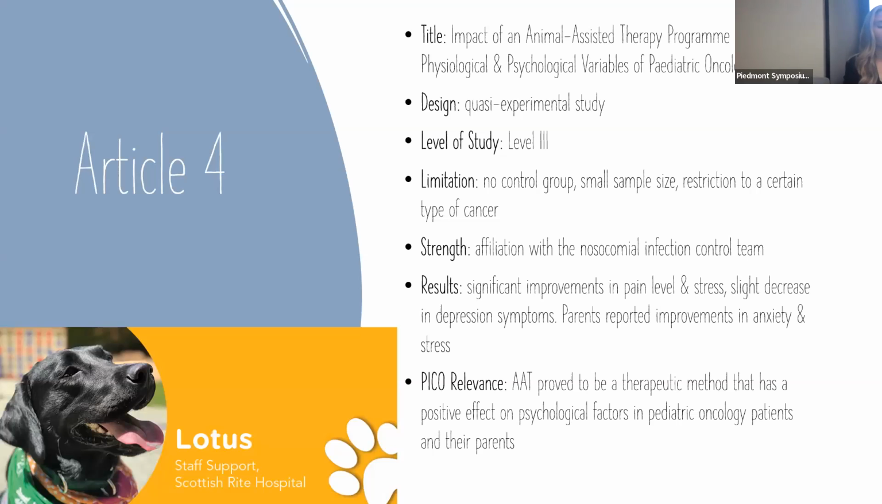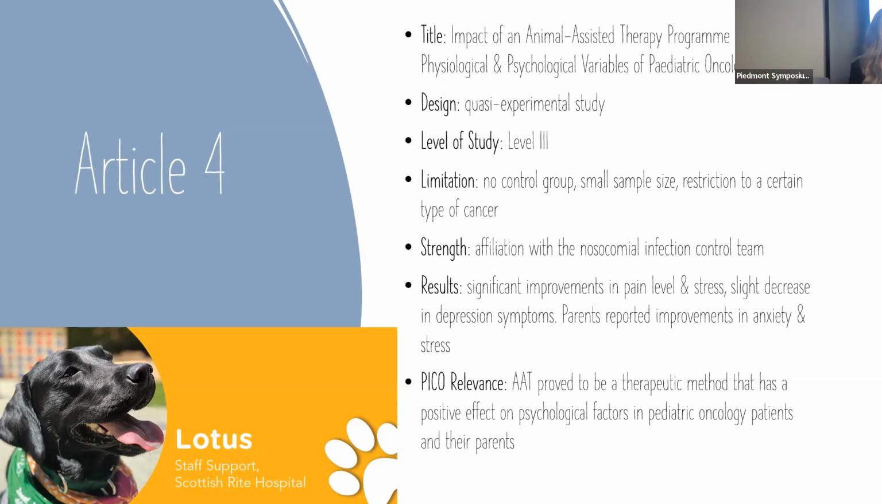Article 4 is titled Impact of an Animal-Assisted Therapy Program on Physiological and Psychological Variables of Pediatric Oncology Patients. This was a quasi-experimental study, meaning that this study is trying to establish a cause and effect. The limitation of this study was not using a control group. It also had a small sample size and only had participants that were diagnosed with acute lymphoid leukemia. A strength of this article was that the researchers worked closely with the nosocomial infection control team within the hospital.